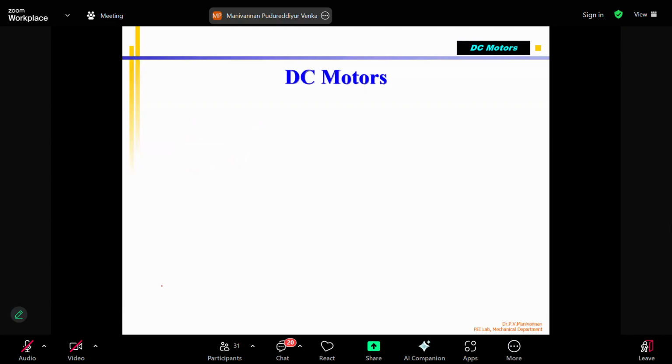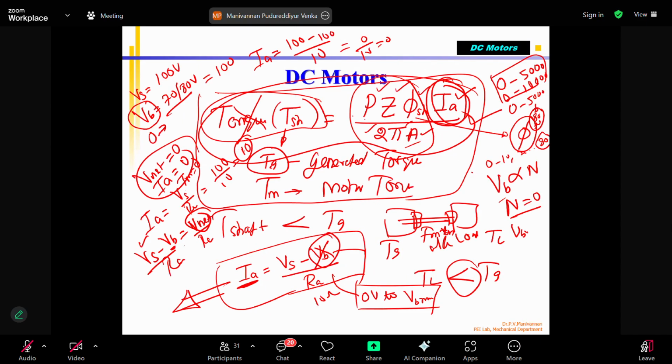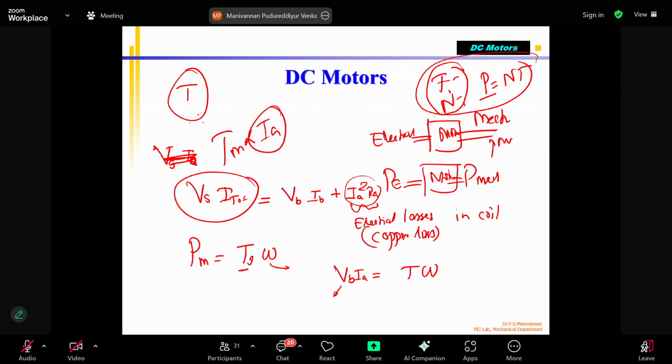Already we talked about Vb. Yesterday I told you Tg equals Km into phi into Ia. What is this Km? Motor constant. In this case, you already know the Tg equation. I'm rewriting it once again for clarity.